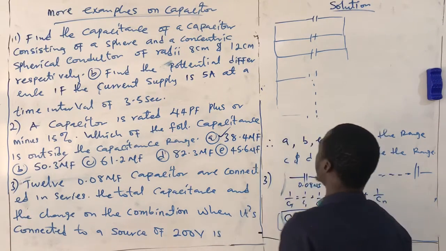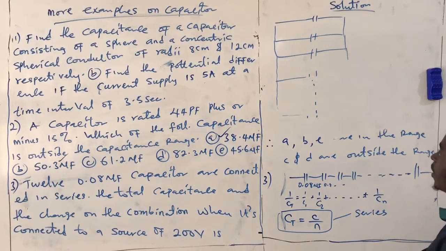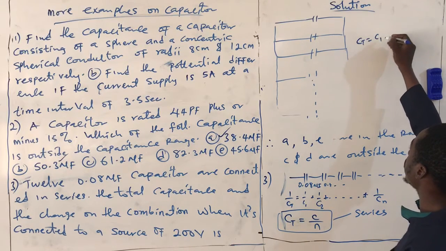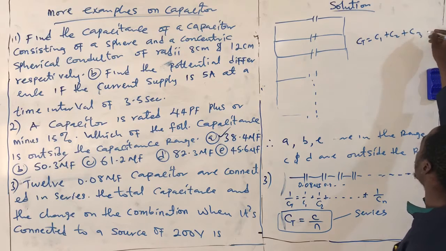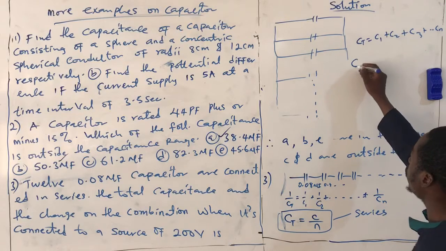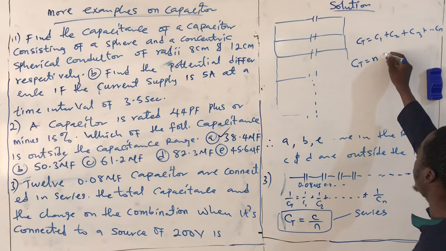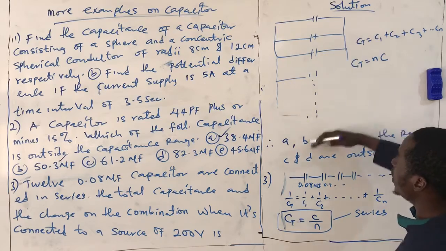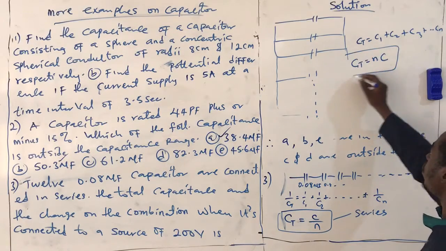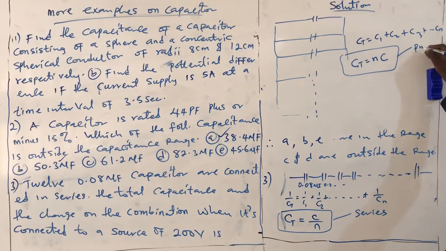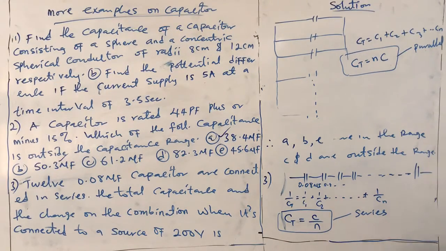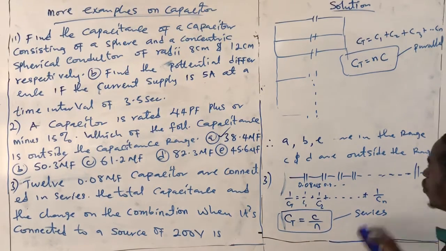So let's say we have a different arrangement of parallel combination. You know that to calculate for parallel, our CT is equal to C1 plus C2 plus C3 plus Cn. So to calculate the effective capacitance for parallel, we just say CT is equal to NC: the number of parallel combinations we have multiplied by each capacitance. So we normally use this to calculate for parallel. So this is the derivation. Now let's use this to solve this question.